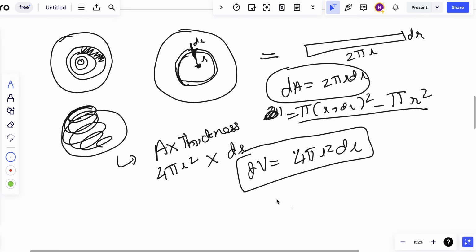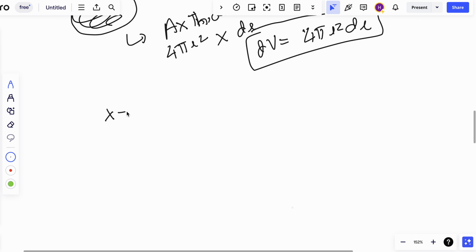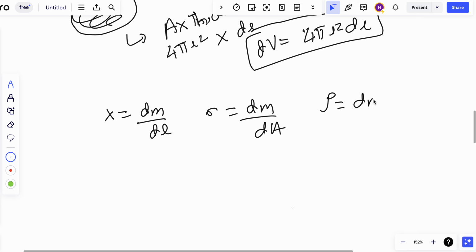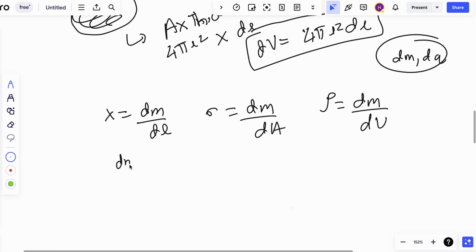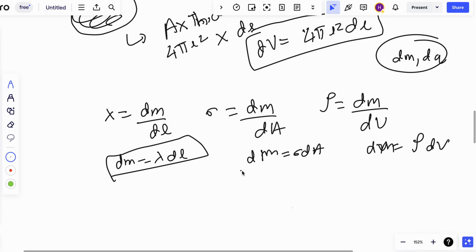So finally, lambda is equal to dm by dl. Sigma is equal to dm by dA. And rho is equal to dm by dv. This dm can also be dq or anything. So what we finally do is, we say dm is equal to lambda times dl, dm is equal to sigma times dA, and dm is equal to rho times dv. So in our formulas we place this going ahead.